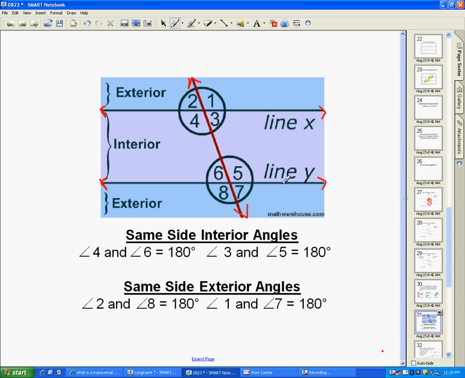Same side exterior angles, again, here's your exterior in the blue. They're the same side of the transversal, so 2 and 8 are on the same side of the transversal. Together they have a sum of 180 degrees. And then 1 and 7, they're on the same side of the transversal, so these same side exterior angles have a sum of 180 degrees. So you can use that to help you find missing angle measures.